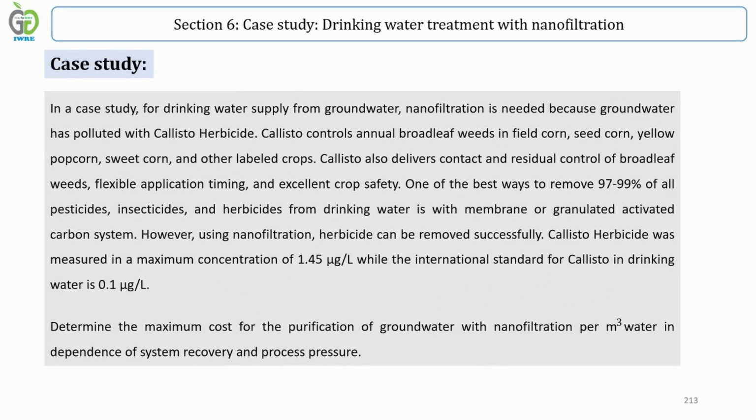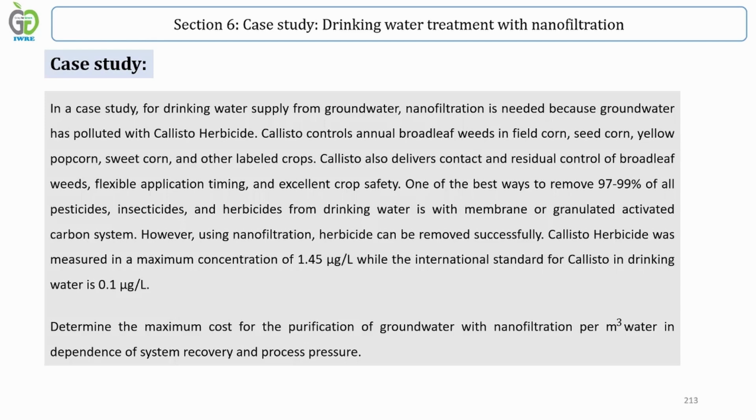In a case study, for drinking water supply from groundwater, nanofiltration is needed because groundwater has been polluted with Callisto herbicide. Callisto controls annual broadleaf weeds in field corn, seed corn, yellow popcorn, sweet corn, and other labeled crops. Callisto also delivers contact and residual control of broadleaf weeds, flexible application timing, and excellent crop safety.